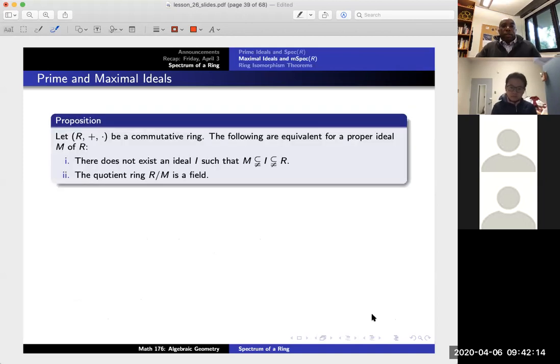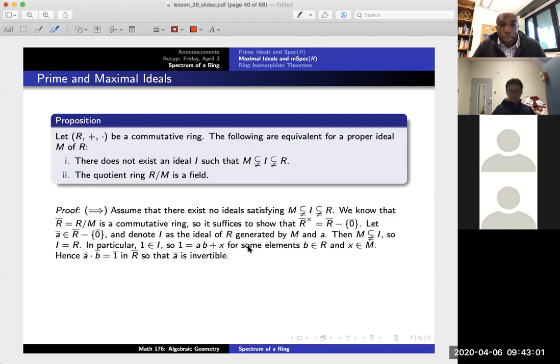Okay, so let's do one more proposition here. Now I proved that the following two are equivalent for a proper ideal M. Number one, there does not exist an ideal I that is strictly between M and R. I'm saying that I have an ideal M that is a proper ideal, so M does not equal R. So I claim that there does not exist an ideal between M and R. That's equivalent to saying that R mod M is a field. I'm going to prove that these are equivalent.